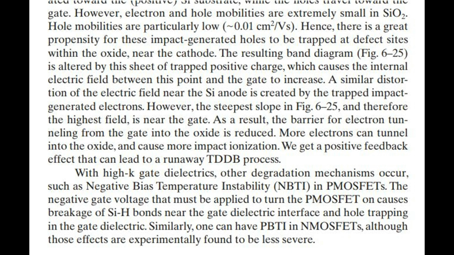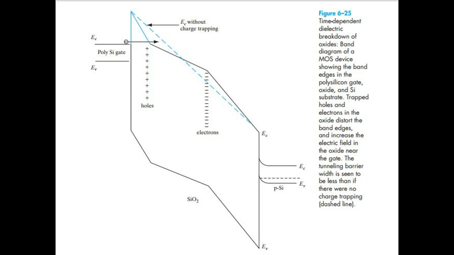Figure 625. Time-dependent dielectric breakdown of oxides, band diagram of a metal oxide semiconductor device showing the band edges in the polysilicon gate, oxide, and silicon substrate. Trapped holes and electrons in the oxide distort the band edges, and increase the electric field in the oxide near the gate. The tunneling barrier width is seen to be less than if there were no charge trapping, dashed line.